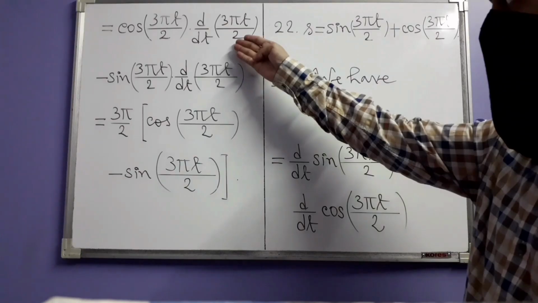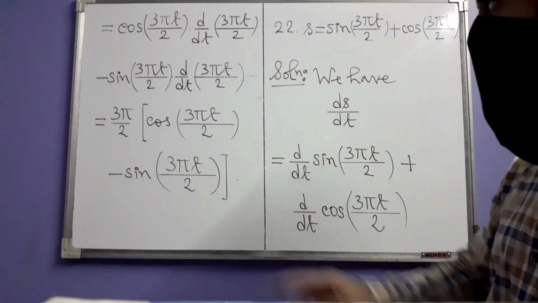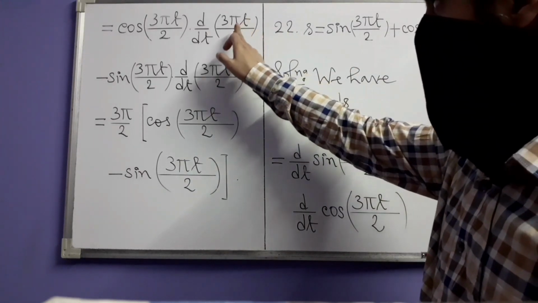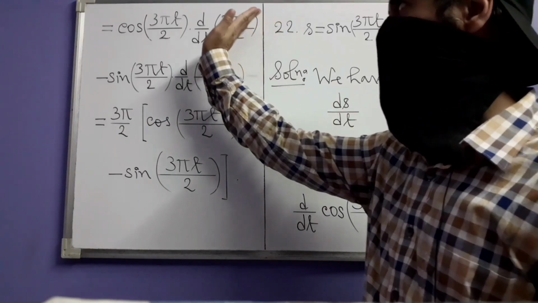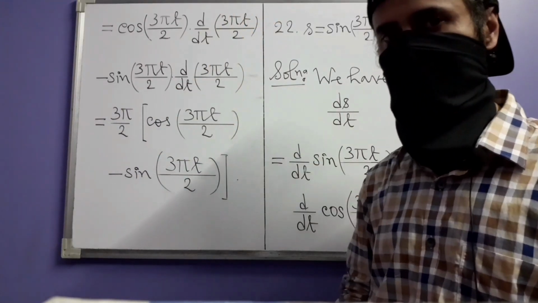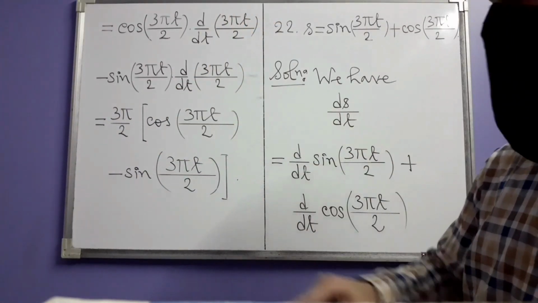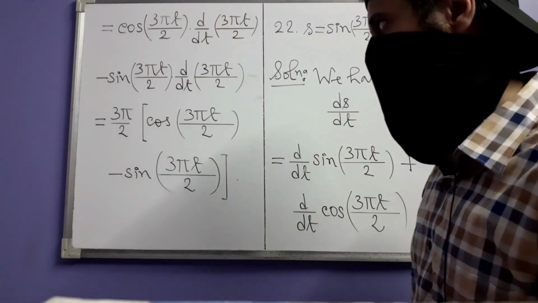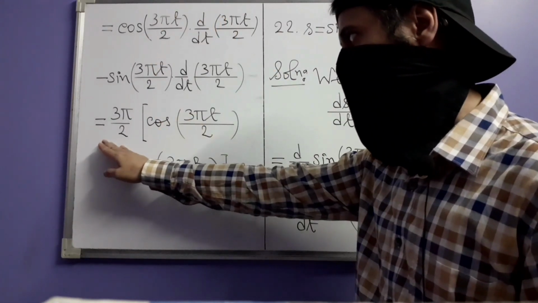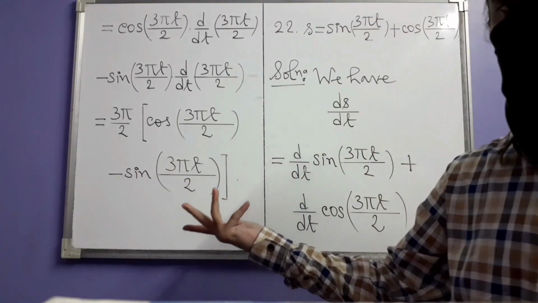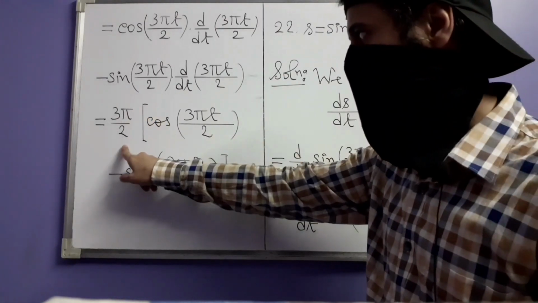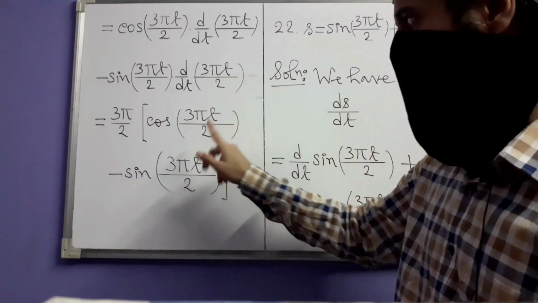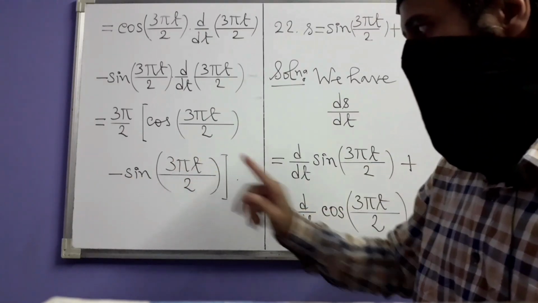Alright, now what are the derivatives of this inner room? Because you have t, by the constant multiple rule, 3 pi divided by 2 comes out. And then d/dt of t is 1, so that way you get 3 pi divided by 2 with both the terms, which you can take common out. And that way, this is how you get your derivative: 3 pi over 2 times cosine of 3 pi t divided by 2 minus sine of 3 pi t divided by 2.